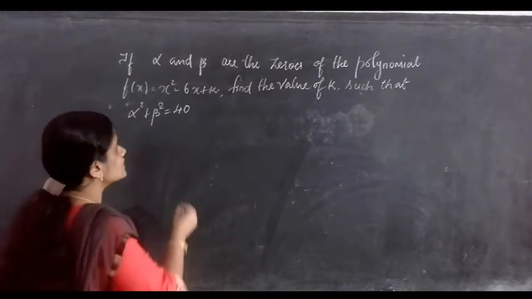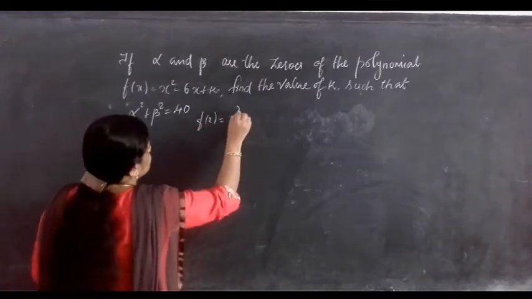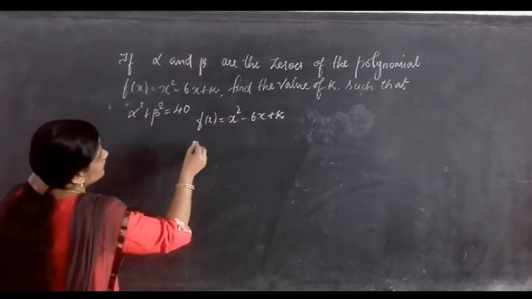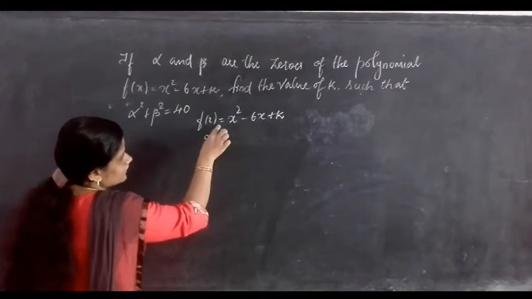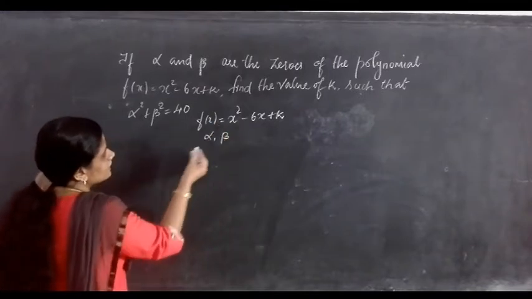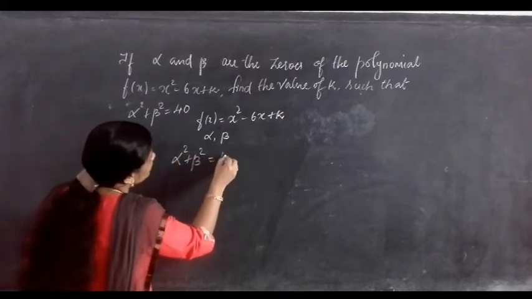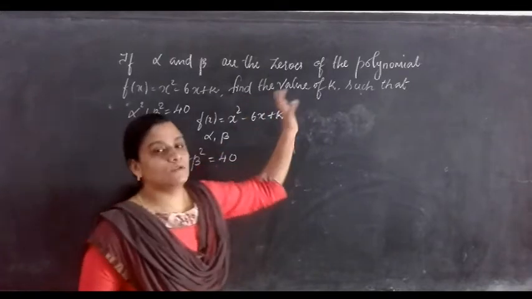Okay, children. So what is the polynomial given to us? f of x is equal to x square minus 6x plus k. The next one, alpha and beta are the zeros of this given polynomial. Is it? Then a condition is given to us: alpha square plus beta square is equal to 40. So using this condition, we have to find the value of k.